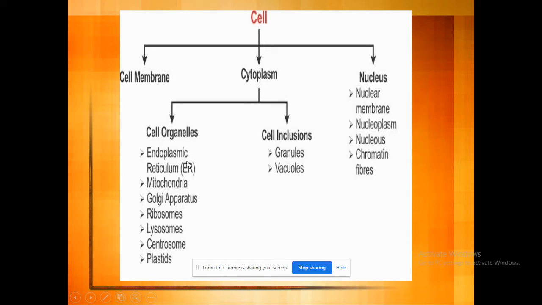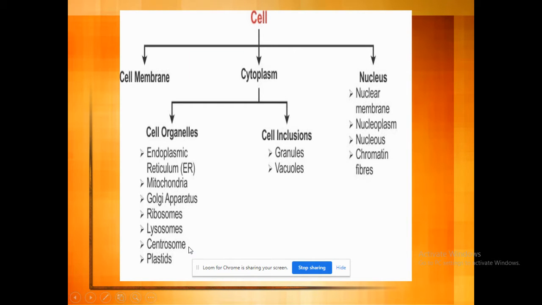Cell organelles include the endoplasmic reticulum, where lipids and proteins are manufactured. Mitochondria is the powerhouse of the cell. It generates the energy for the cell to perform various functions. The Golgi apparatus helps in the packaging and dispatching of the material synthesized in the endoplasmic reticulum. Whatever the endoplasmic reticulum synthesizes goes to the Golgi bodies, and the Golgi bodies dispatch it. Ribosomes are the protein factories; they synthesize proteins. Lysosomes are the suicidal bags of the cell.